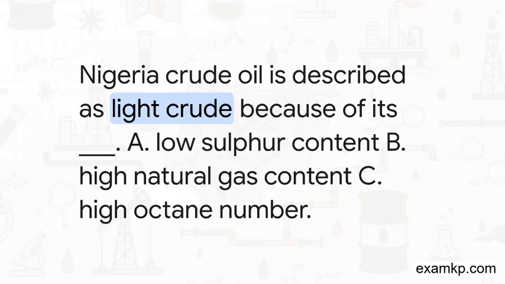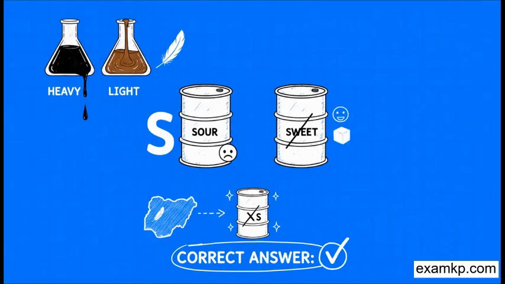Okay, let's dissect this because this is a classic JAMB trick. You have to know 2 key terms, light and sweet. Light crude oil technically means it has a low density. Sweet crude oil means it has a low sulfur content. Now, the cool thing is our Nigerian Bonny Light crude oil is famous for being both light and sweet, which is why it's so valuable.